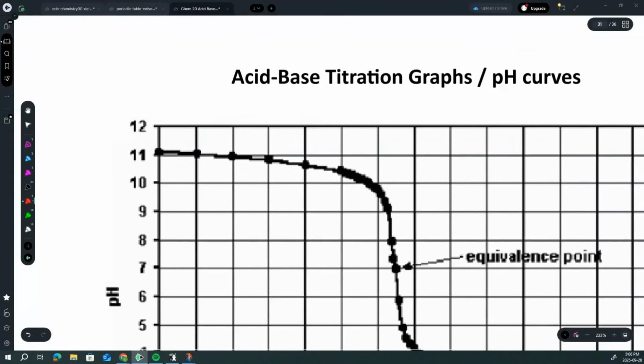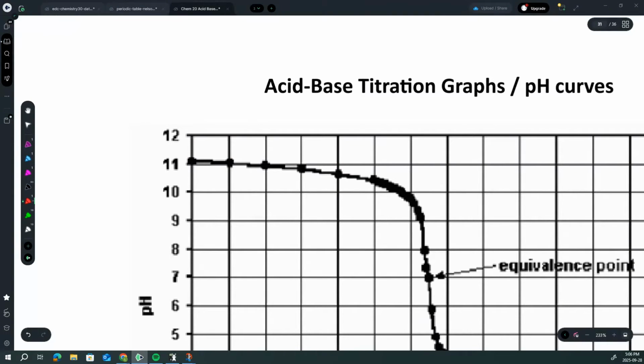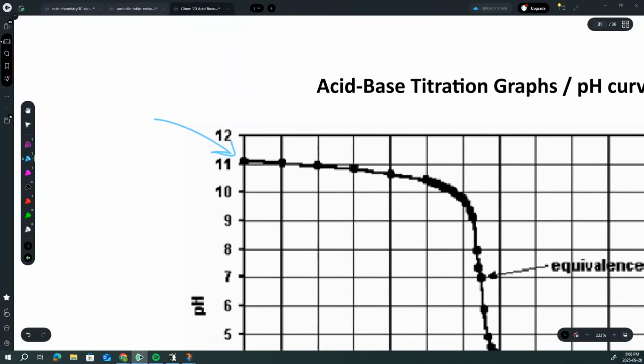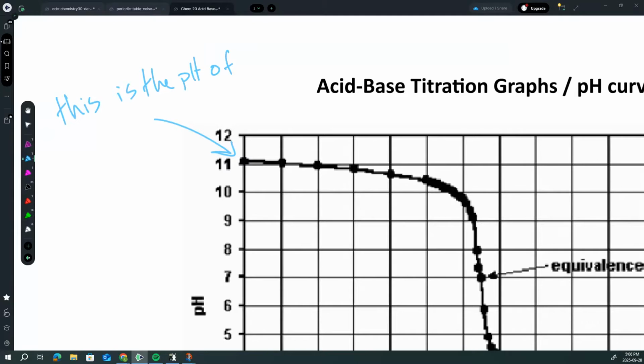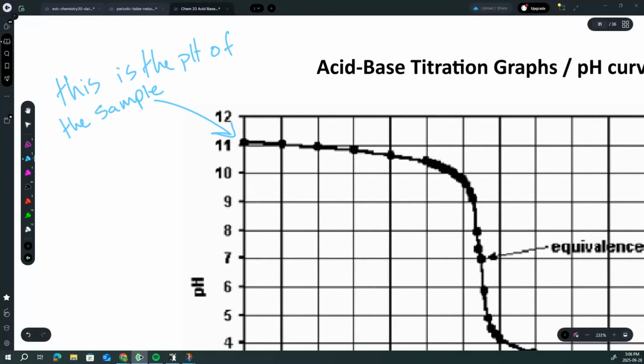So if we go to our pH curve here, at the very beginning, this is going to be the pH of the sample. So we can see that the sample has a pH of 11, so we can say it is a fairly strong base.